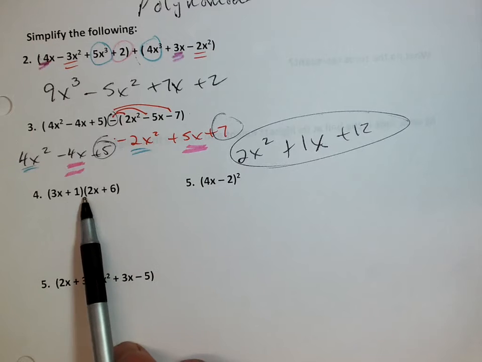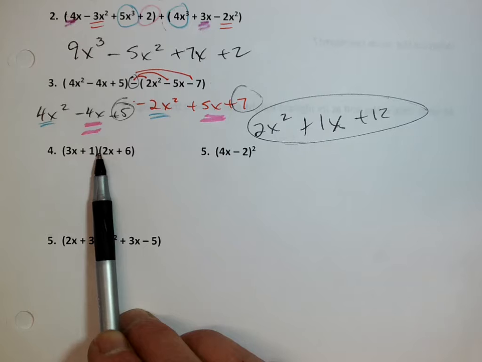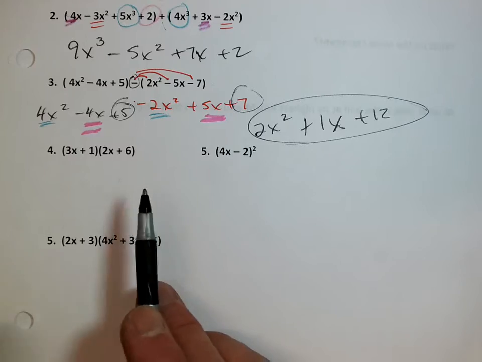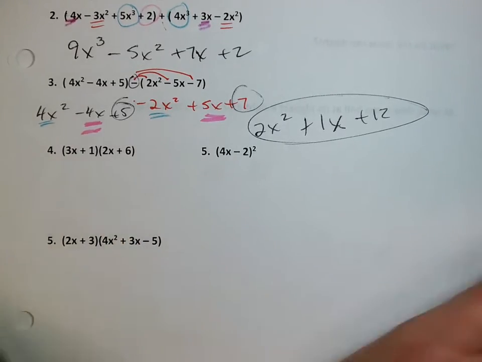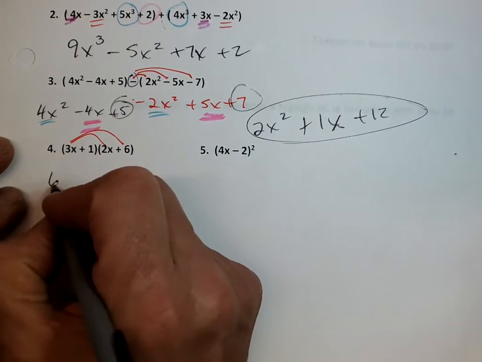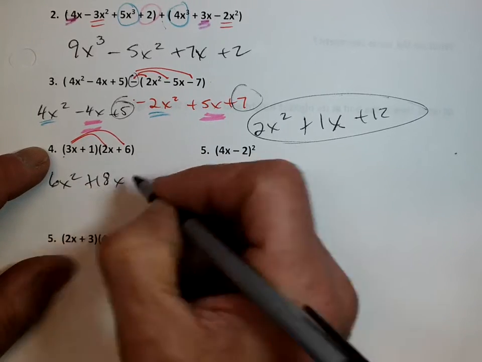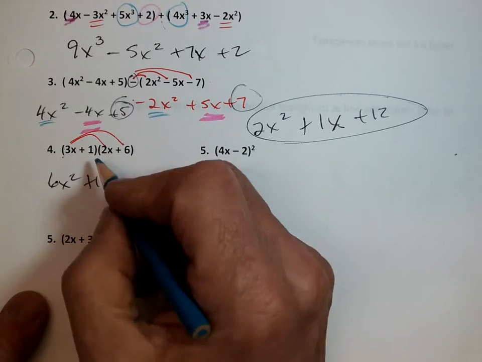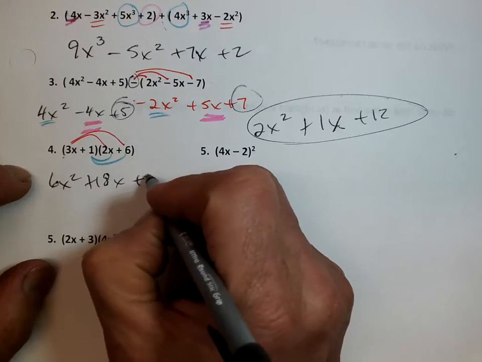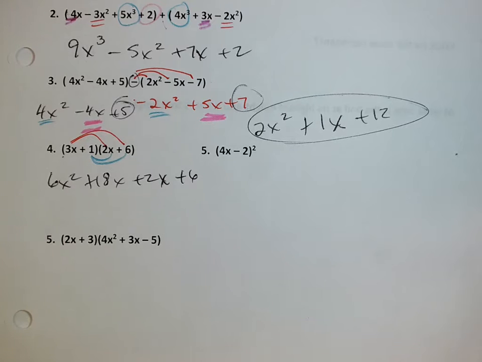Number 4, there's an invisible times sign here. So we have to multiply. But we're going to multiply the 3x to both of these and the 1 to both of these. So it's like double the root. So I'll go 3x times 2x and 3x times 6. 3x times 2x is a 6x squared. 3x times 6 is a positive 18x. And we'll also multiply the 1 or distribute the 1 to both of these terms. I'll take a 1 times 2x and I get a positive 2x. And a 1 times a 6 is a 6. Now, if I can combine any terms, I will.